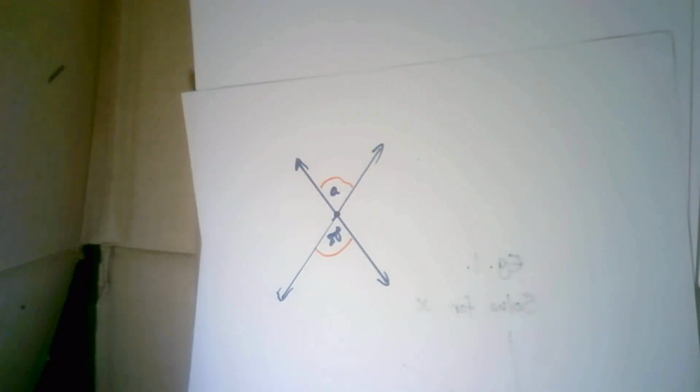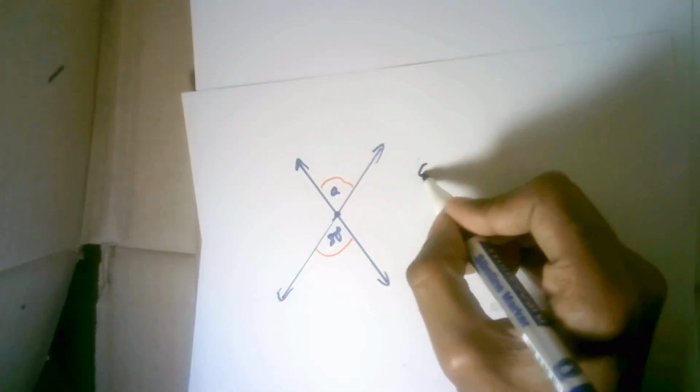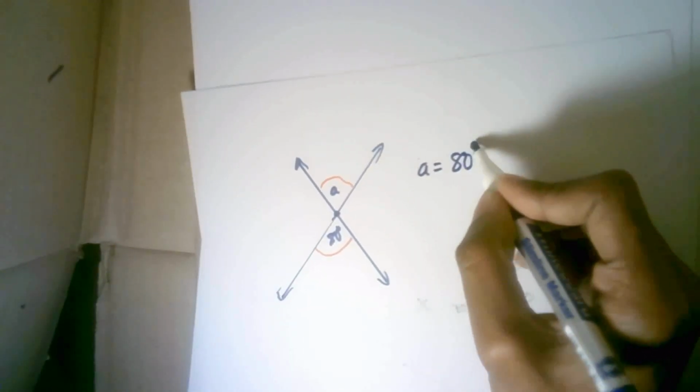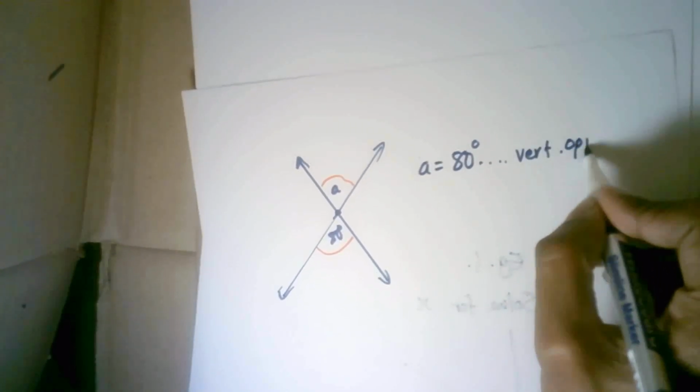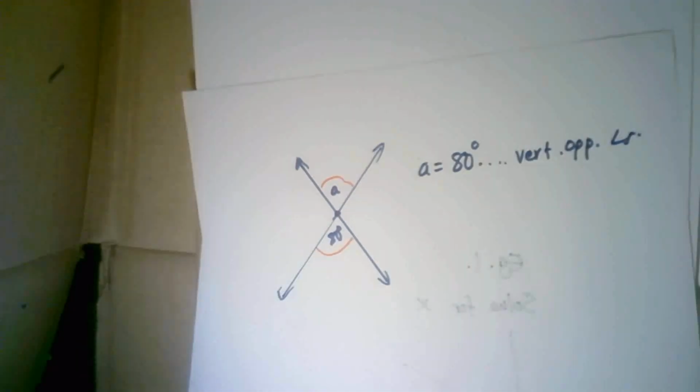So I have A is equal to 80 degrees, and the reason for that is vertically opposite angles. Right, so those are the basics that we looked at.